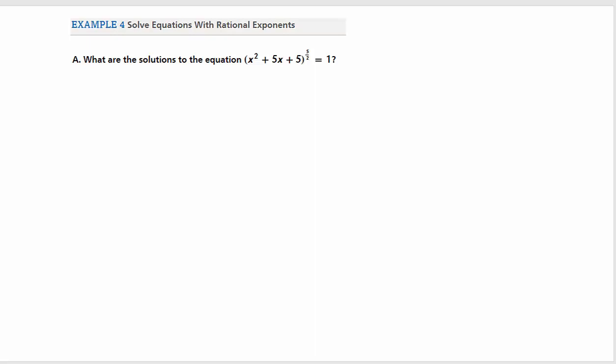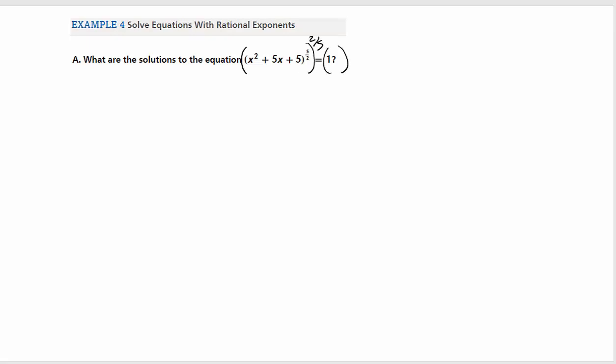So in our first question, we have (x squared plus 5x plus 5) all raised to the exponent of 5 over 2. So what we're going to try and do is solve for x. And we need to get rid of that exponent of 5 over 2 first. So we're going to raise both sides to the 2/5.